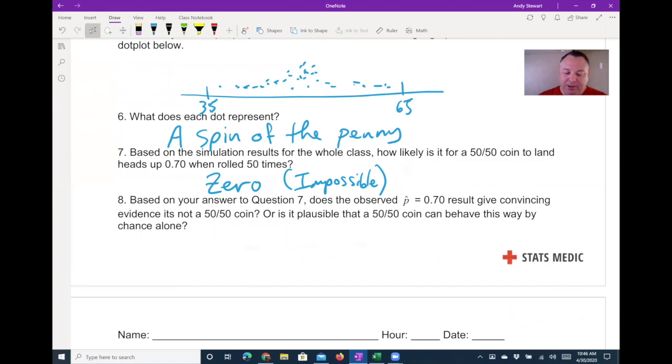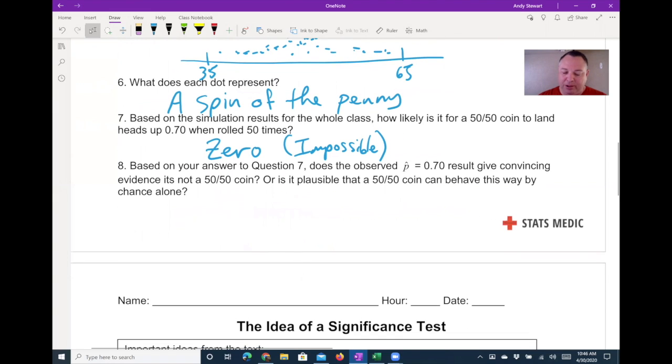So based on your answer to question number 7, does the observed p hat equals 0.7 result give convincing evidence it's not a 50-50 coin? Yes, it is convincing. That's what statistical evidence is. It says it's so rare, it's unlikely to have happened. Not a 50-50 coin? Or is it plausible that a 50-50 coin can behave this way by chance alone? No, it's not plausible. We didn't even get a single result.